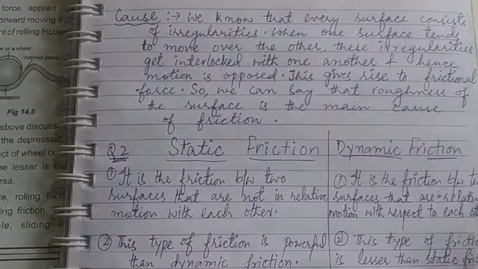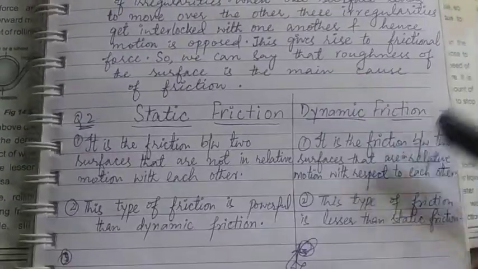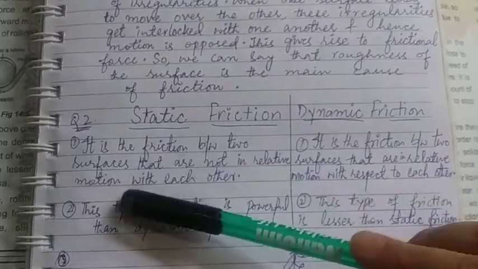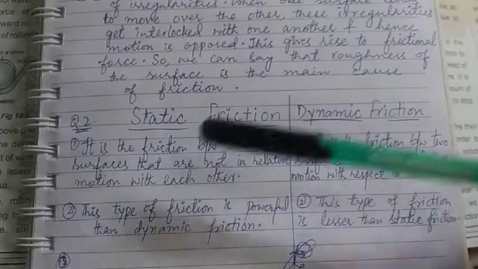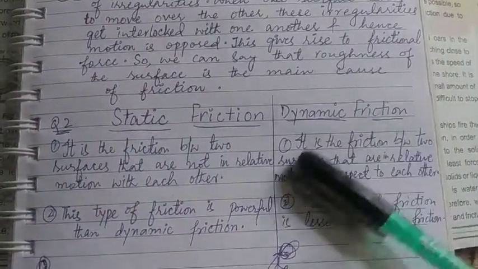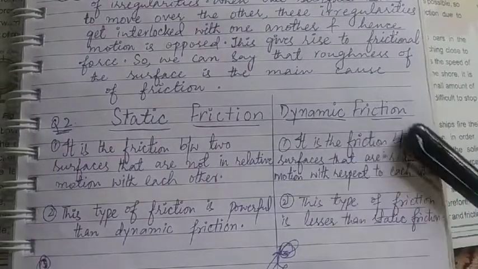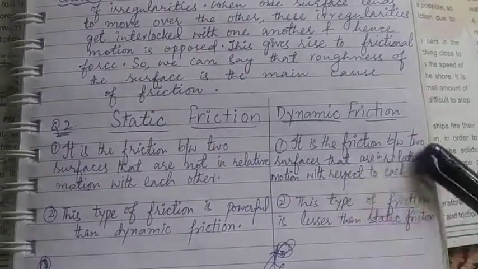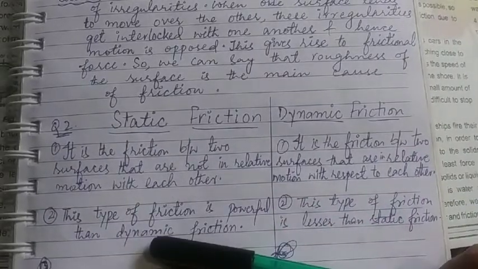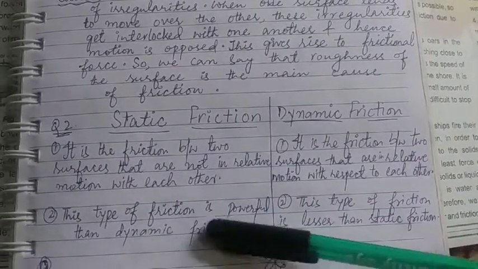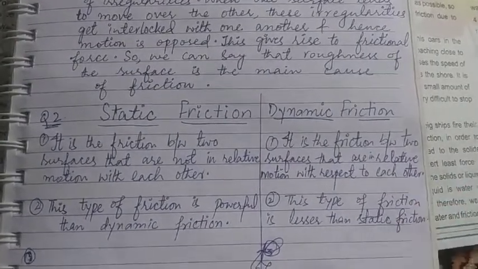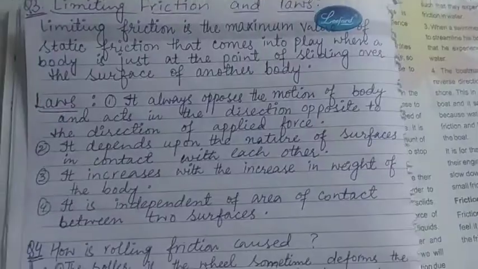Now the second question is the difference between static and dynamic friction. For the static one, we will write: it is the friction between two surfaces that are not in relative motion with each other. That means both are in a static position. And the dynamic one: it is the friction between two surfaces that are in relative motion with each other. The second point, for static friction: this type of friction is more powerful than dynamic friction. So for dynamic, we will write: this type of friction is lesser than the static friction.